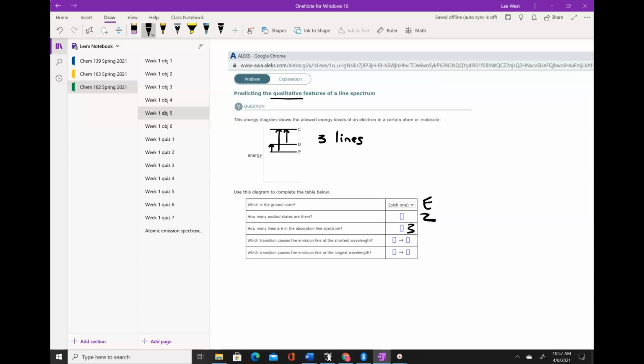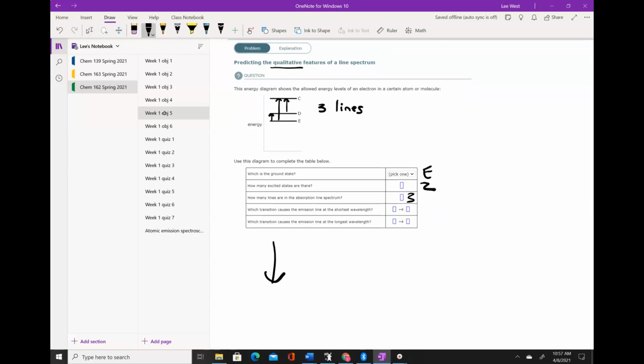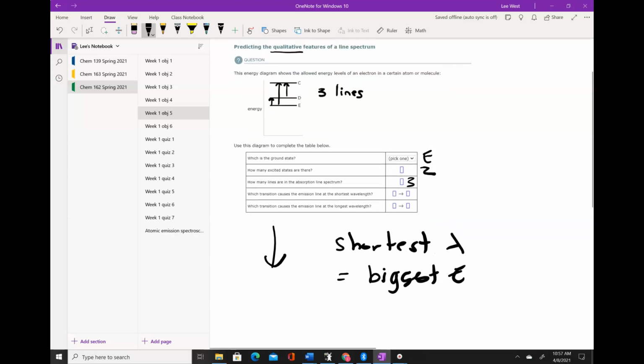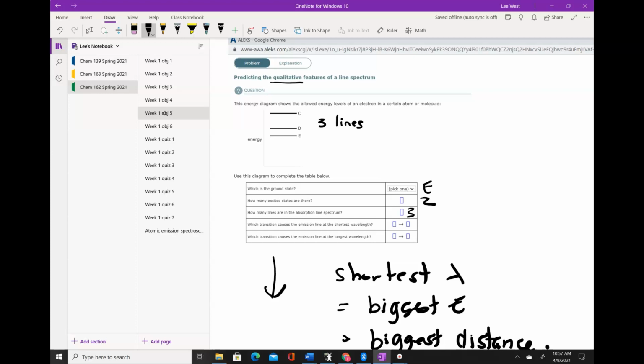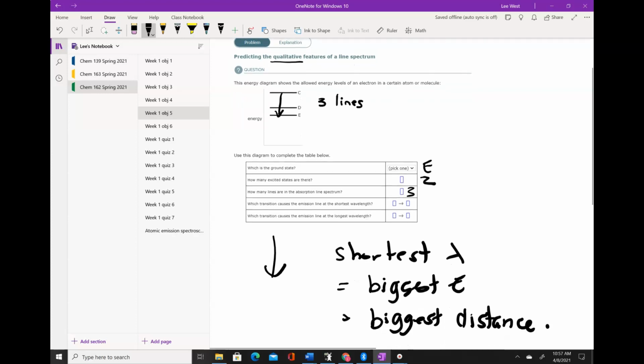And then it says, what transition causes the emission line? So emission is heading down, right, with the shortest wavelength. And shortest wavelength, that's equivalent to saying biggest energy, which is equivalent to saying the biggest distance that the electron moves. So if we're thinking about an electron moving downwards, what's the biggest distance that it could move? Well, it would have to be from C all the way down to E. So I'm going to put this in as C to E.